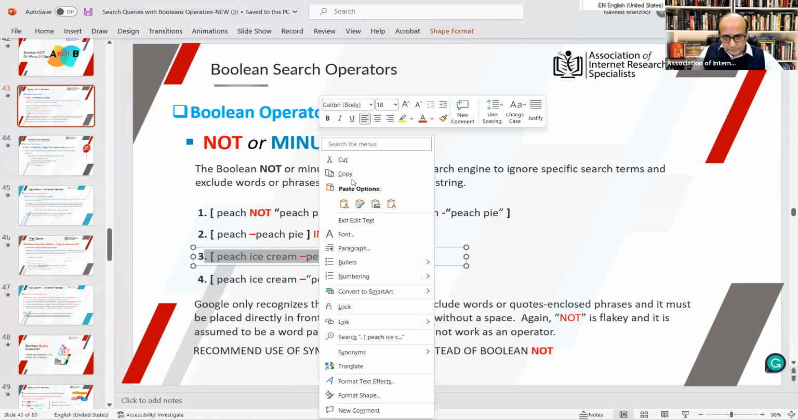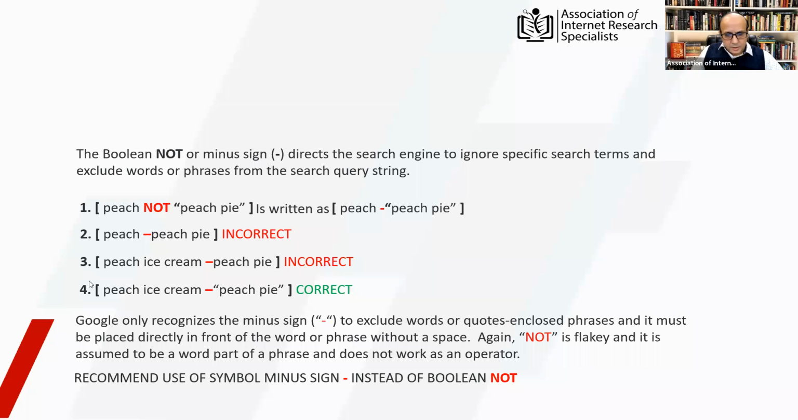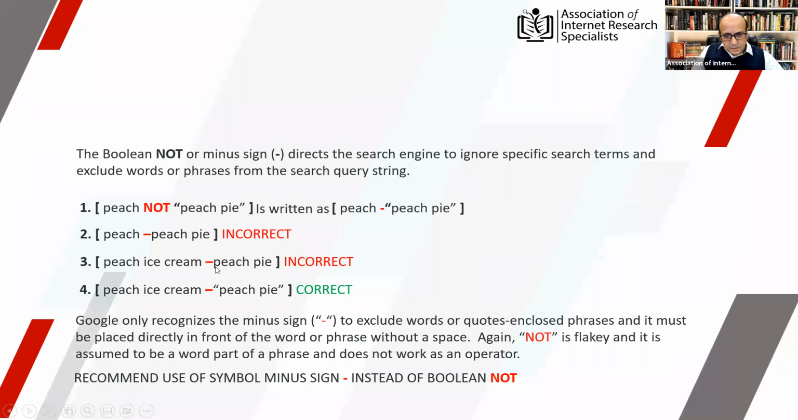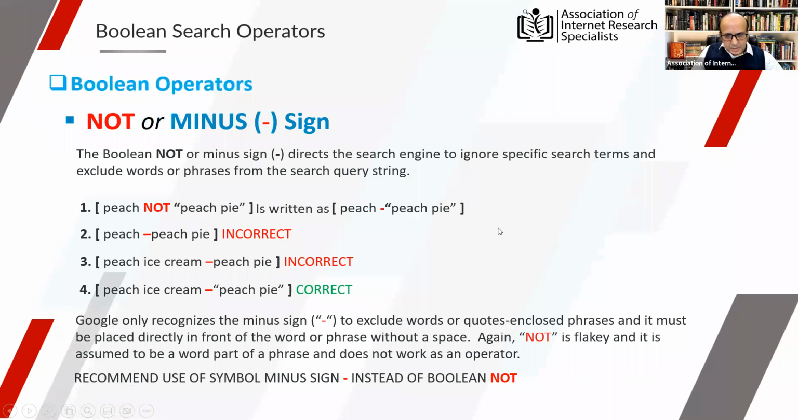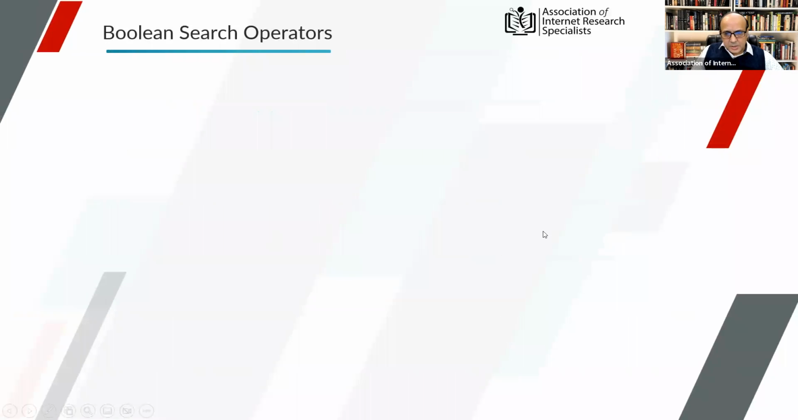Then we have, okay, this is a similar situation as in two. This is where I am showing you query 3, where it says peach ice cream minus peach pie. So if you want peach ice cream and you don't want peach pie, obviously you're going to put peach pie within quotation marks. So in the fourth one, it is showing the correction. That's it. So it's the placement of a minus sign that is important, that you have to understand. And that's not as complicated, but extremely useful.